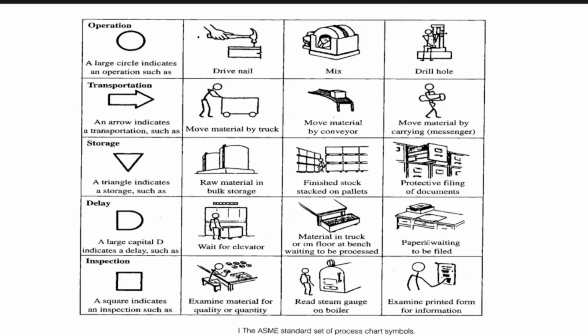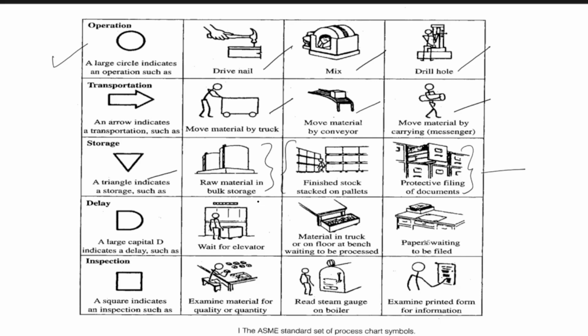Now look at this, some examples are given. O for operation: driving a nail, mixing, drilling a hole come into the category of operation. Transport: move material by truck, move material by conveyor, move material by carrying messenger. Then storage: raw material in bulk storage, finished stock on pallets, then protective filing of a document. So documentation is also taken into consideration.